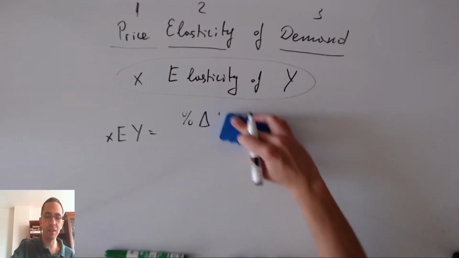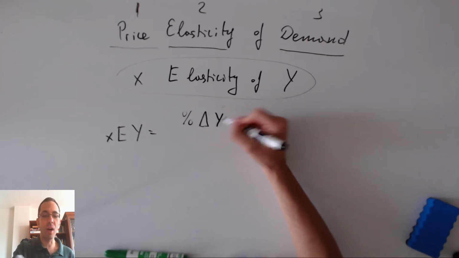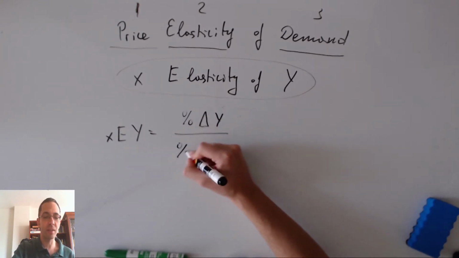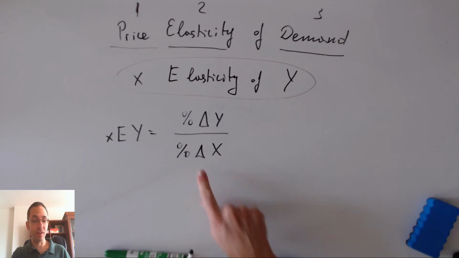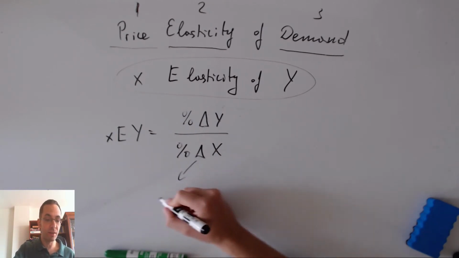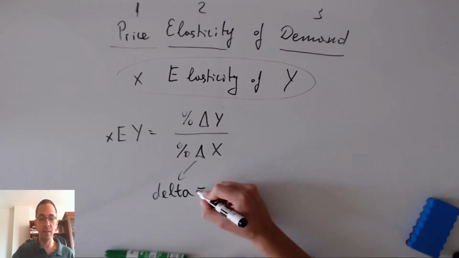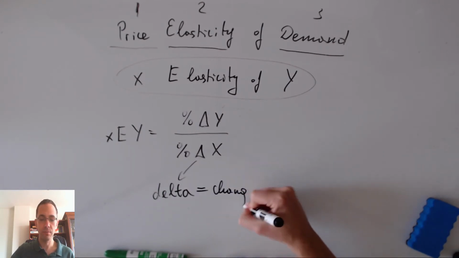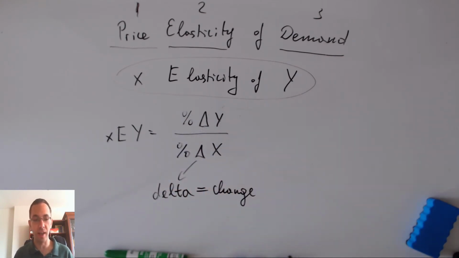Sorry, my mistake. Everybody can make a mistake. The percentage change in y divided by the percentage change in x. This is more accurate. Okay, now this triangle, it stands for delta. If you haven't seen this, this is delta, and it's equal to change. So percentage change in y divided by the percentage change in x. This is a general and probably the most simple formula for elasticity.